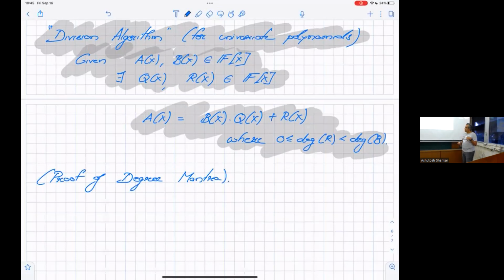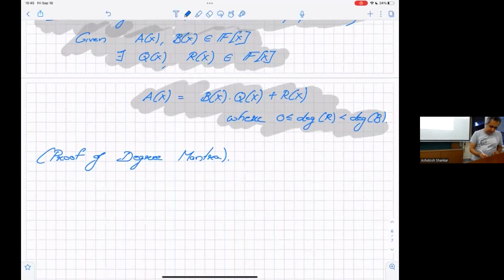So what do I want to say? I want to say a polynomial of degree d has at most d roots. And that follows from the fact that, what does it mean for alpha to be a root of P of x? This is true if and only if P of alpha is 0.